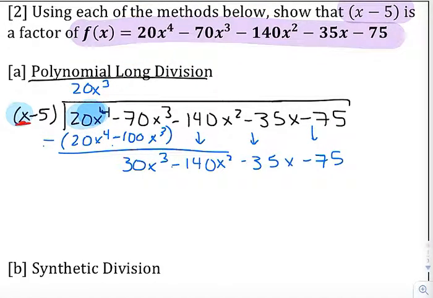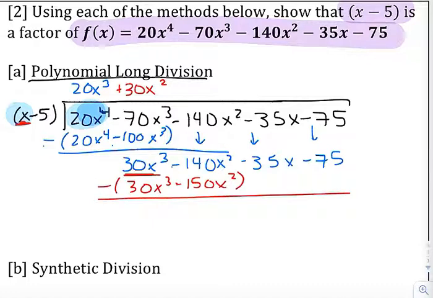So now we're going to ask ourselves what to multiply x by to get 30x cubed. So this is going to be plus 30x squared. So that'll give me 30x cubed here. And then we're left with negative 150x squared, and that's it for that. Subtracting the line off, two negatives again making a positive, I'll end up with 10x squared minus 35x minus 75.